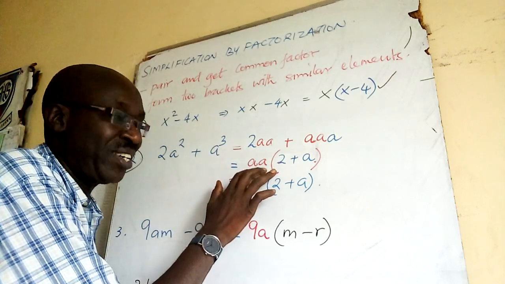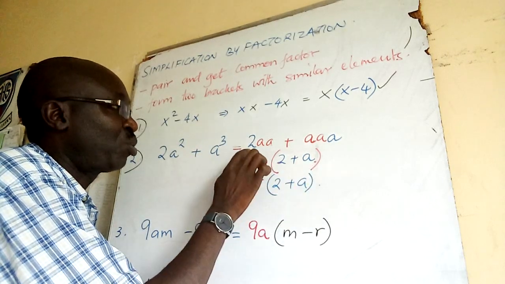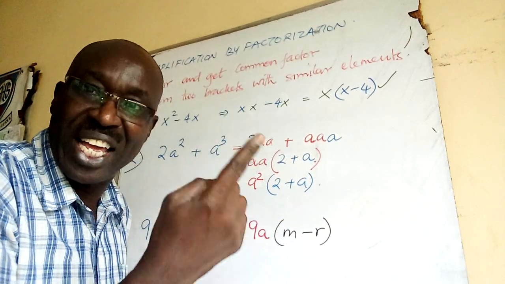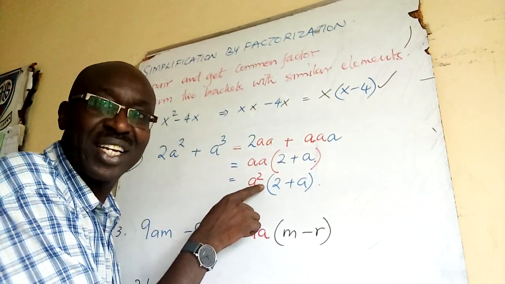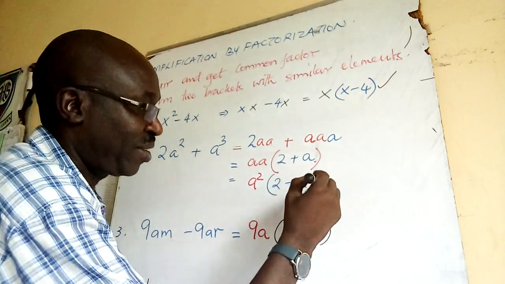Write them first. Then what remains? Create a bracket for it. So 2 plus a. But a by a is what we call a squared. There. Well done.